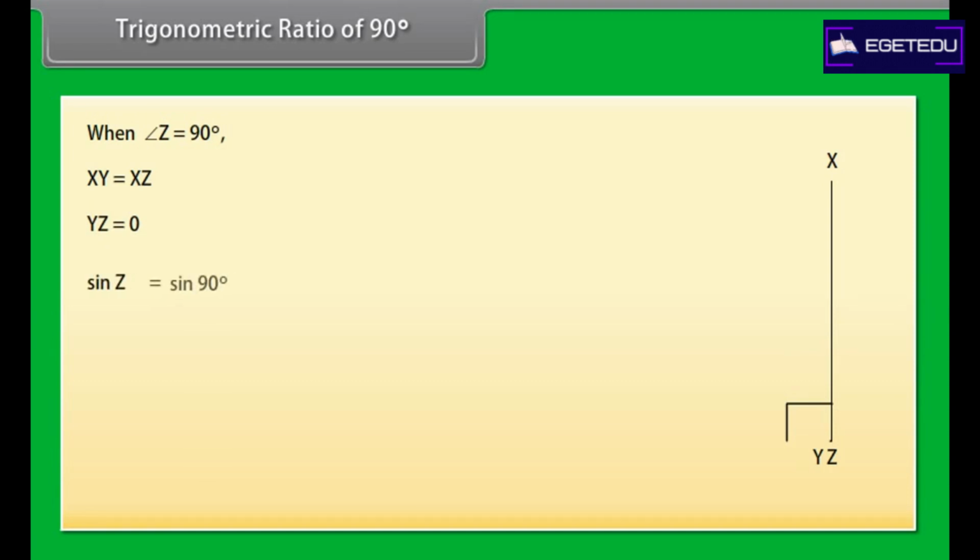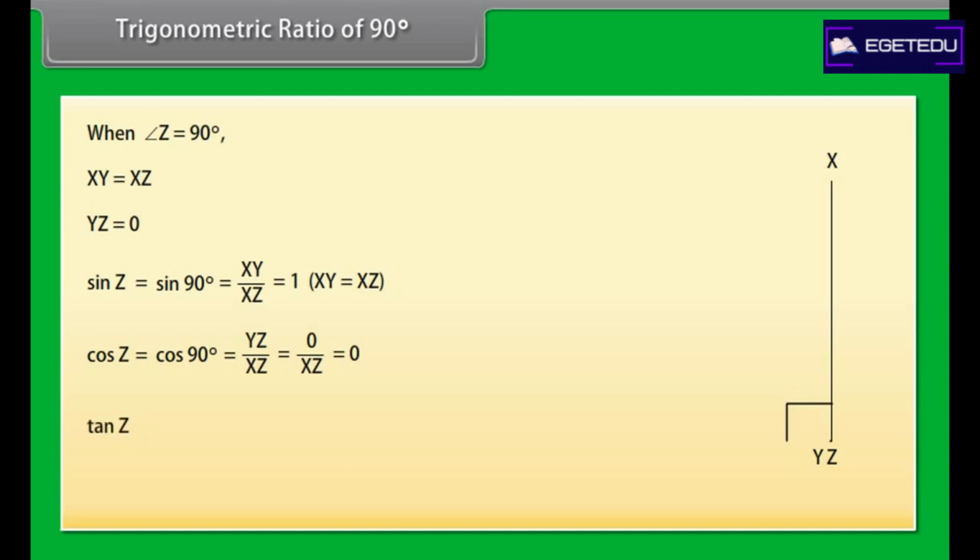Consider the right-angled triangle XYZ. Increase the measure of angle Z slowly. You can see that XZ rotates right and becomes steeper. When the measure of angle Z is increased to 90 degree, XZ merges with XY and the length of YZ is 0. Let us understand what happens to the values of trigonometric ratios.